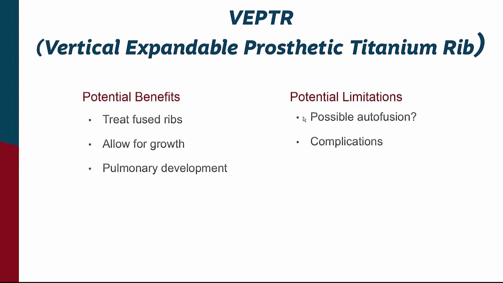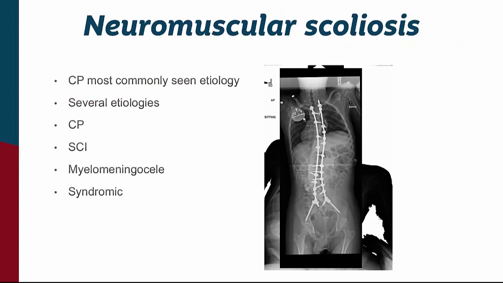The VEPTR device has similar benefits and complications. It may be used to treat fused ribs and allow for greater rib expansion, allow for pulmonary development, and also improve the curve in a similar magnitude to traditional growing rods. However, it has limitations of autofusion along the device or along the ribs, and a similar complication profile to traditional growing rods. Ultimately, early onset scoliosis is still a very complicated problem with a high associated risk. Further effort is ongoing into designing better tools and techniques to help address this.